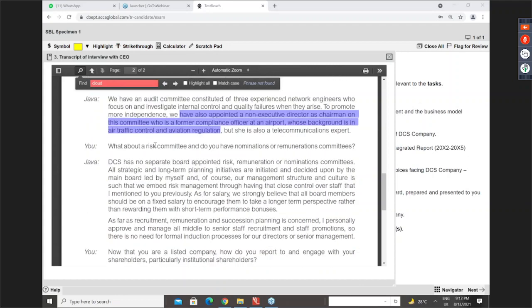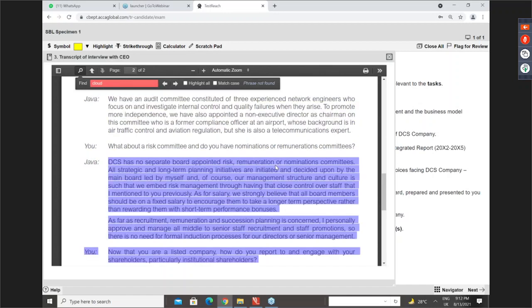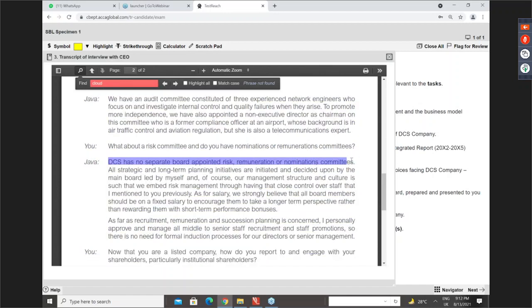What about the risk committee, remuneration committee and nominations committee? The company has no separate board-appointed risk, remuneration or nomination committees. Okay, so that's also a bad thing. Of course, they have a small board and they don't have NEDs, so they can't have all these committees, because all the committees have to be headed by a non-executive. So they need to add more NEDs, and then they need to put in place all these committees.